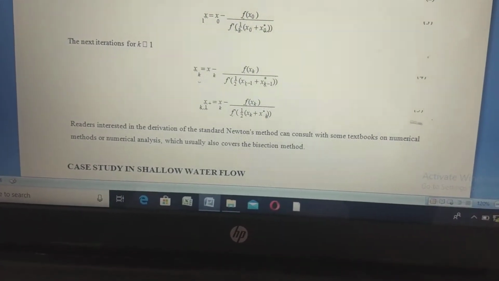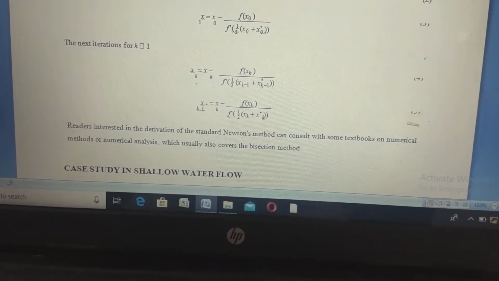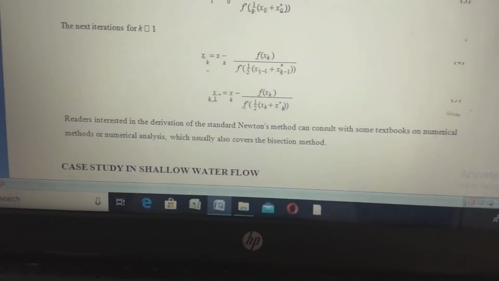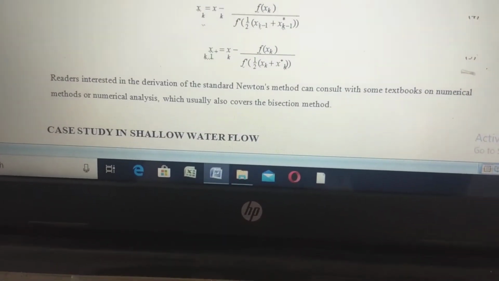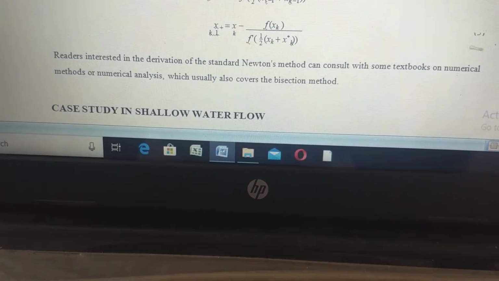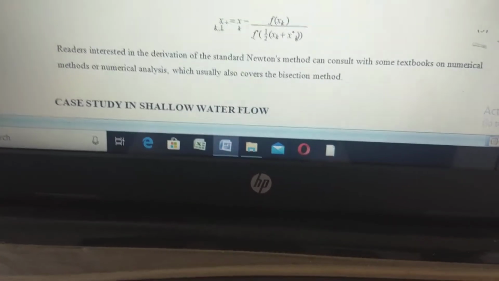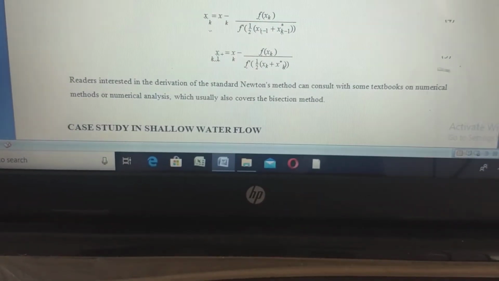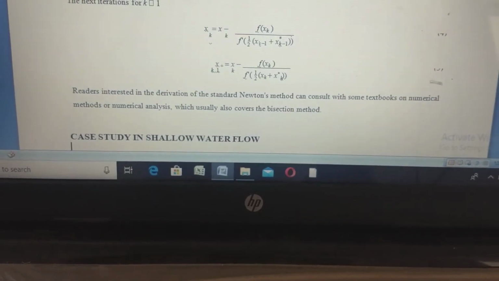Readers interested in the derivation of the standard Newton's method can consult some textbook on numerical methods or numerical analysis, which usually also covers the bisection method.